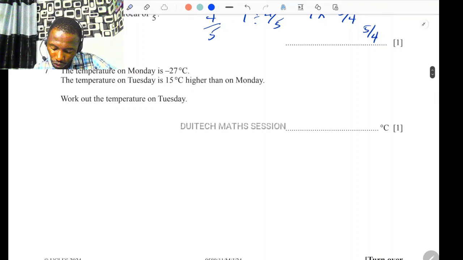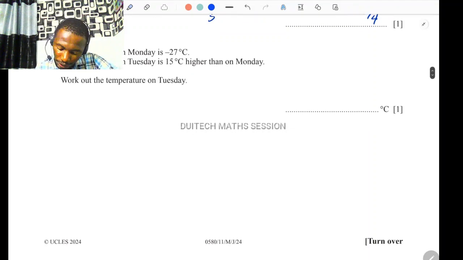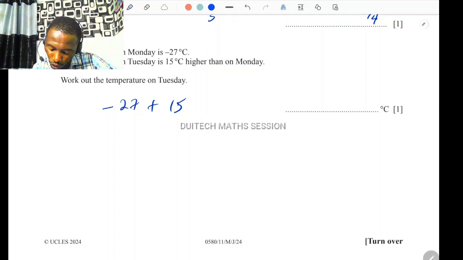Number 7 says the temperature on Monday is minus 27. The temperature on Tuesday is 15 degrees higher than on Monday. So work out the temperature on Tuesday. So what do we do here? We add both sides, minus 27 plus 15. When you add, you will now know the temperature on Tuesday, which is what? Minus 12.